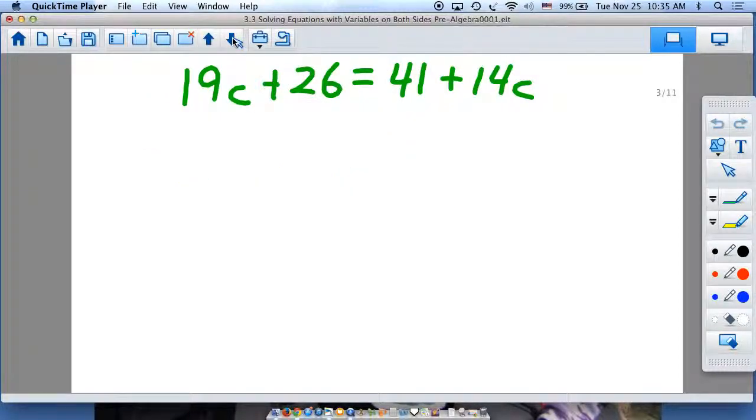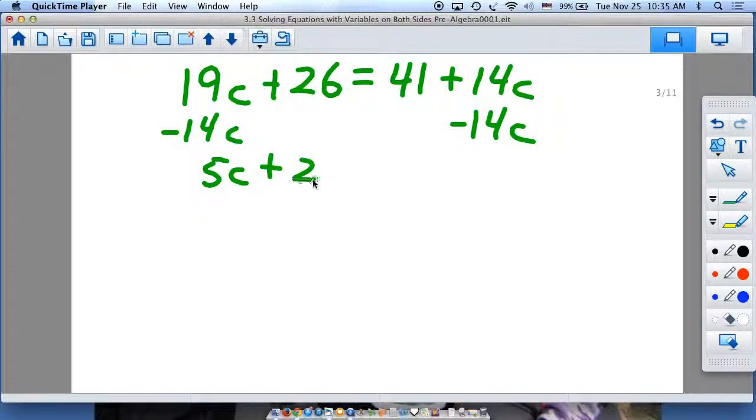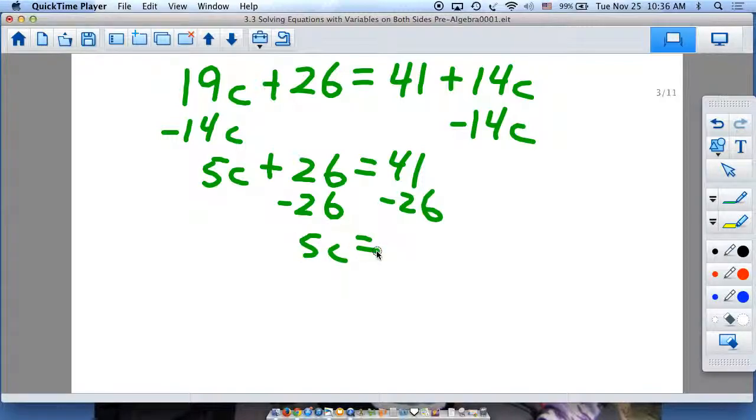So I'm going to subtract 14c from both sides, which leaves me with 5c plus 26 equals 41. Very important, we're showing every single step. So now I'm going to get rid of this positive 26 to start getting the c by itself over here on the left-hand side, which is going to subtract 26 from both sides. So we have left with 5c equals 41 minus 26, which leaves me with 15. Divide both sides by 5, and c equals 3.